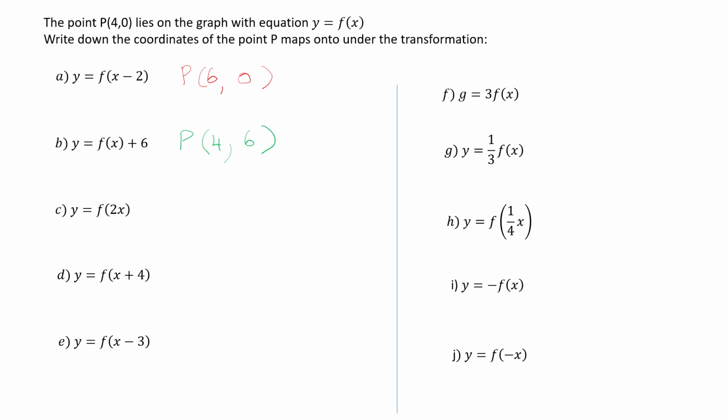Next one. Y equals 2fx. So the constant is multiplied by x. So the graph is stretched by half in the x-axis. That means the horizontal direction. So the x coordinate is going to change by half. So the x coordinate 4 divided by 2, which is 2. Then y coordinate is not changed.